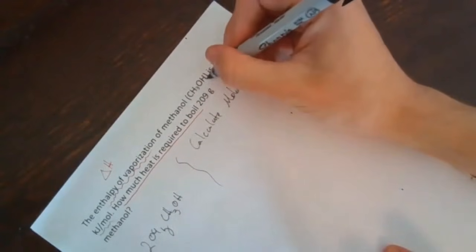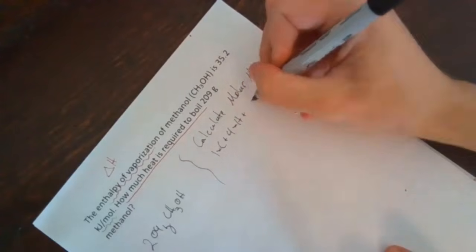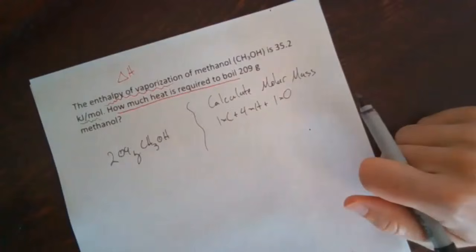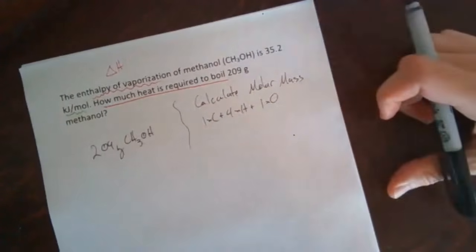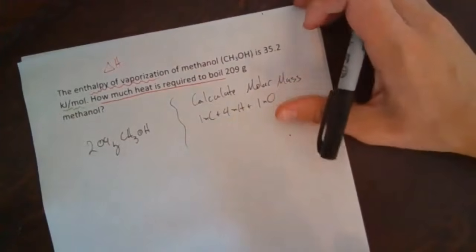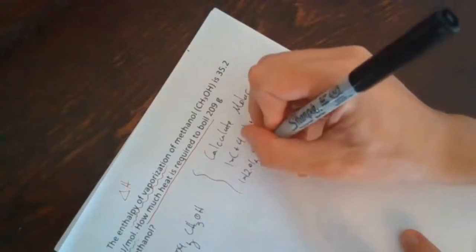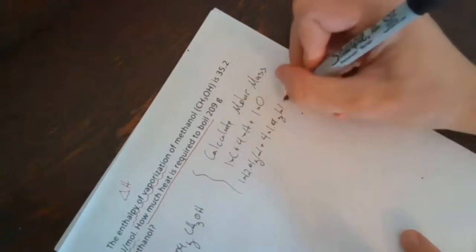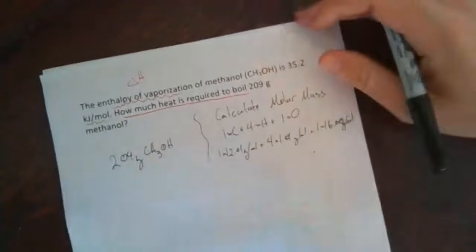Calculating molar mass is going to be based on the atoms in our molecule. So I have 1 carbon plus 4 hydrogens plus 1 oxygen. And then I need to know the mass of each type of atom. I find those on the periodic table. Those are the mass values on the periodic table. Carbon is 12.01 grams per mole. Hydrogen is 1.01 grams per mole. And oxygen is 16.00 grams per mole.